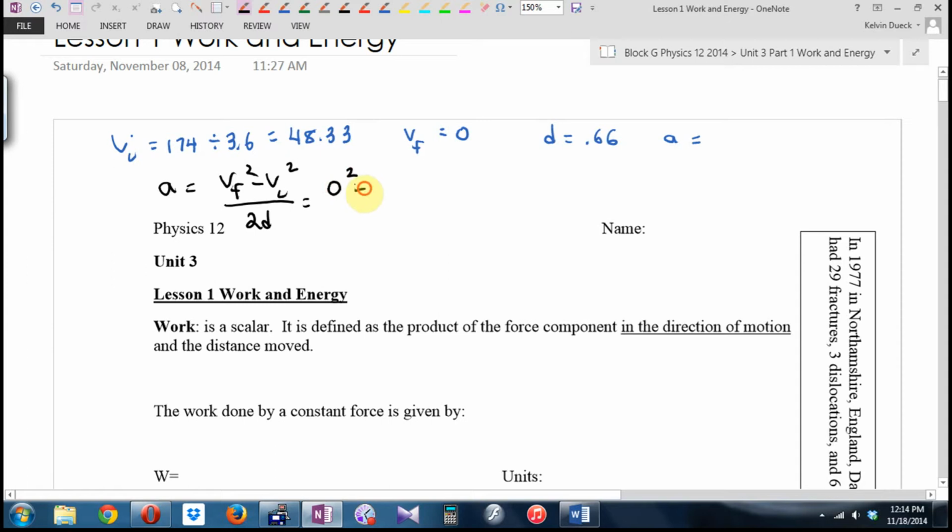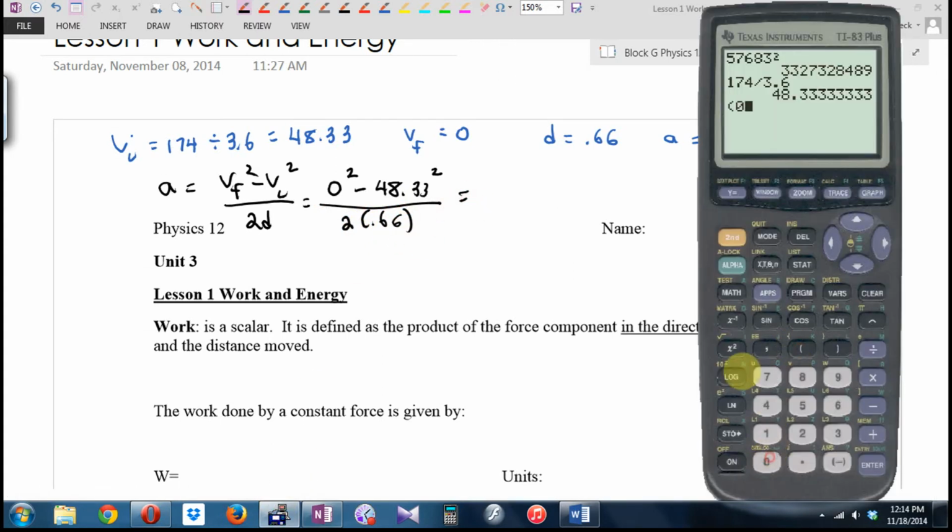Zero squared minus 48.33 squared all over 2 times 0.66. So 0 squared minus, answer button squared, divided by 2 times 0.66. Are we speeding up or slowing down? So am I expecting a positive or a negative answer? Negative acceleration? And we get that. Negative 1,770.